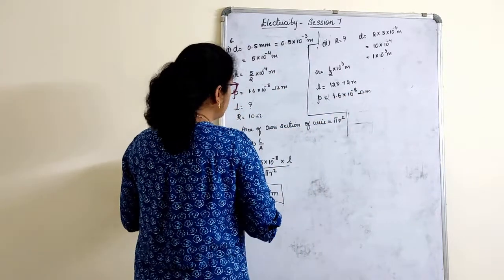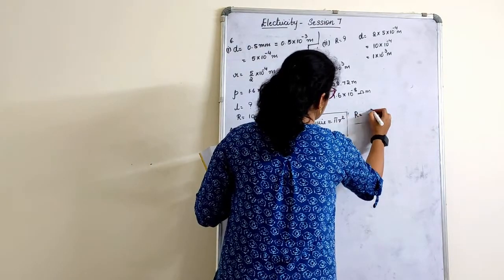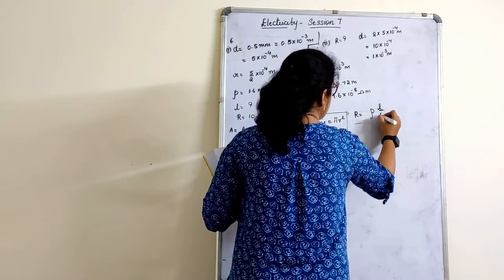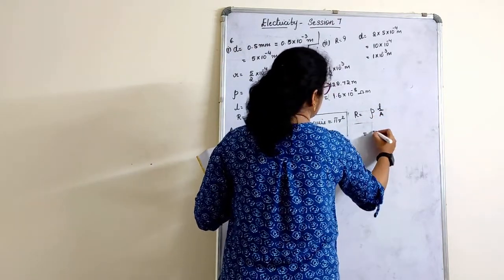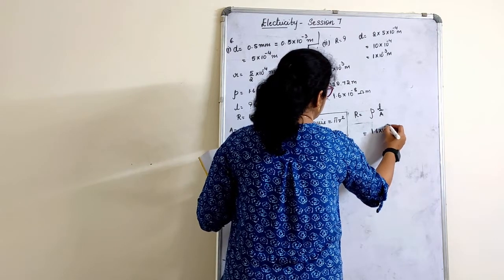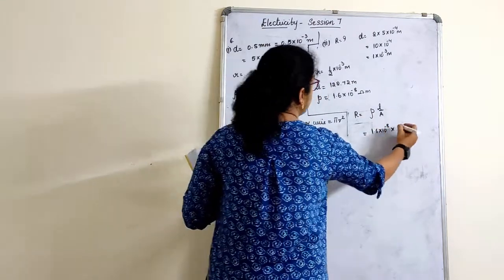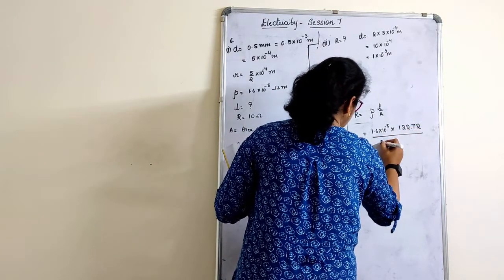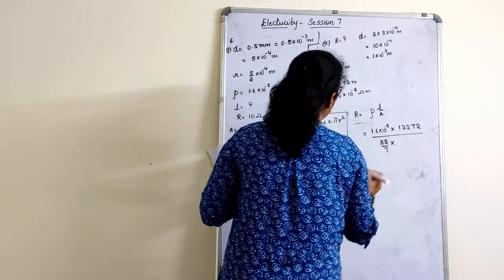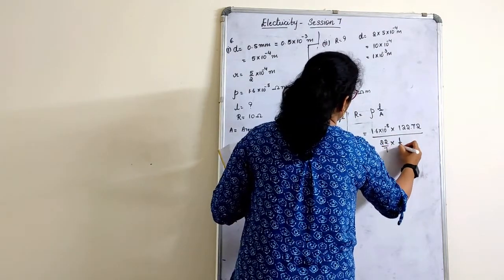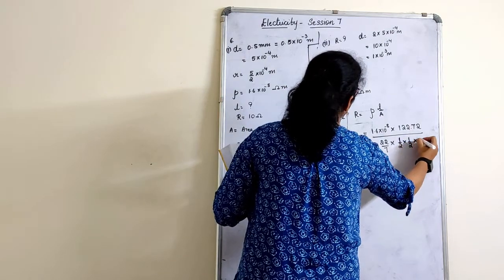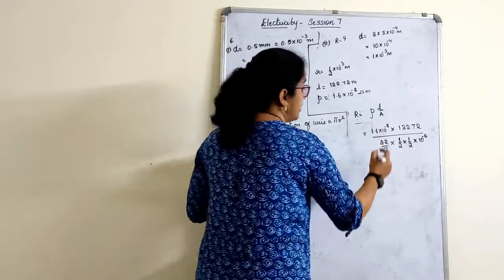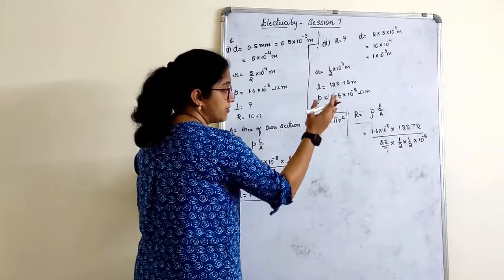Now find the resistance. Resistance is equal to rho L by A. Again, we need not write this, we know the value. So rho is 1.6 into 10 raised to minus 8, into L which is 122.72, divided by 22 by 7 into r square, that is 1 by 2 into 1 by 2 into 10 raised to minus 6, right? Let's bring all the reciprocal part here, which will go up.